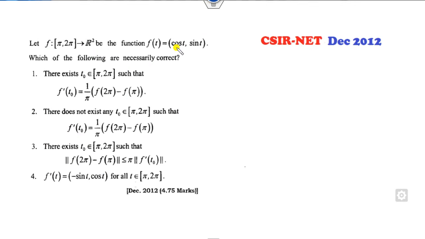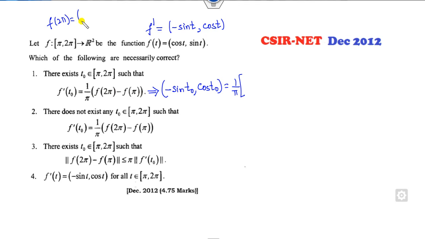Okay, look at this one. F is given to be here. Then okay, F dash, I can find the F dash. It is minus sine t and cos t. So if I start from here, what is the F dash? Minus sine of t naught, cos of t naught, which is 1 over pi. What is the F of 2 pi? So cos of 2 pi is 1, sine of 2 pi is 0. So it's 1 comma 0. And what is the F of pi? It is minus 1, 0. If I subtract them, it will be 2 comma 0.